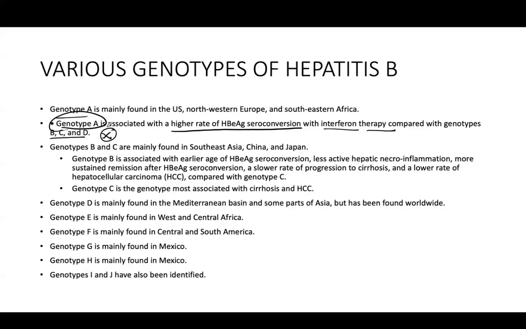Next, genotype B and C are mainly found in Southeast Asia. B is associated with an earlier age of HBeAg conversion. This is also a very, very important point. Another important point that has been asked in the MCQs is that genotype C of hepatitis B virus is most associated with cirrhosis and hepatocellular carcinoma. Another important point that I want all of you to note down.